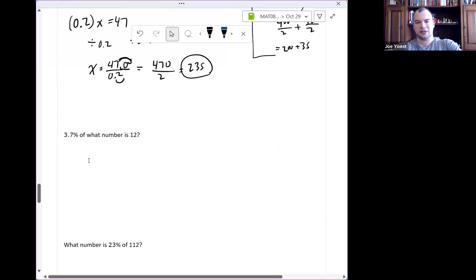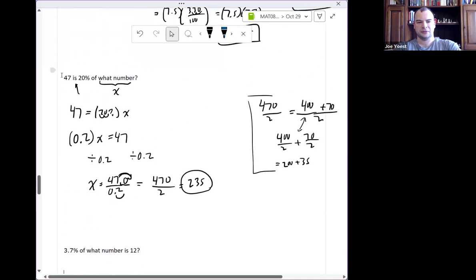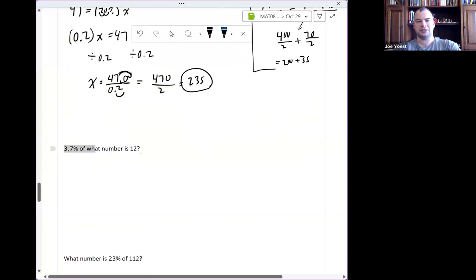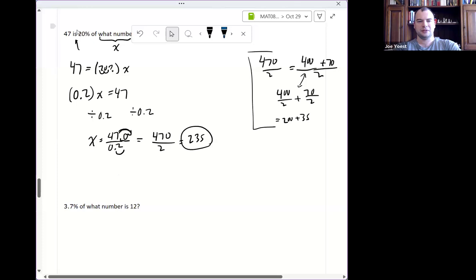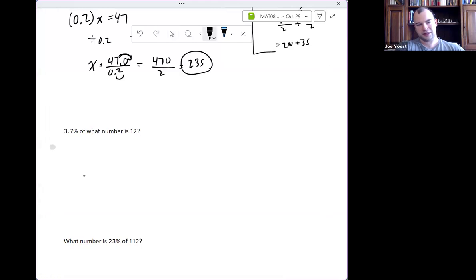Three point seven percent of what number is 12? So this is a similar problem to up here, but here we have 3.7% rather than an easier percent to work with. Let me write it this way first: 3.7% times the number we're looking for, x, equals 12. So 3.7% times x equals 12.